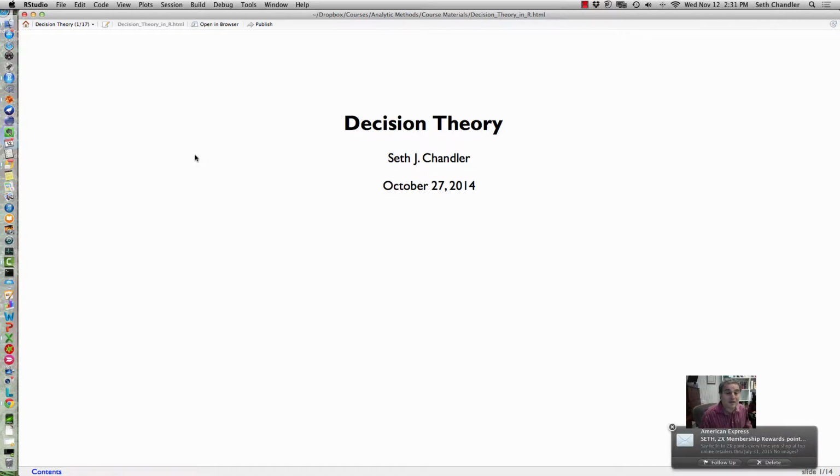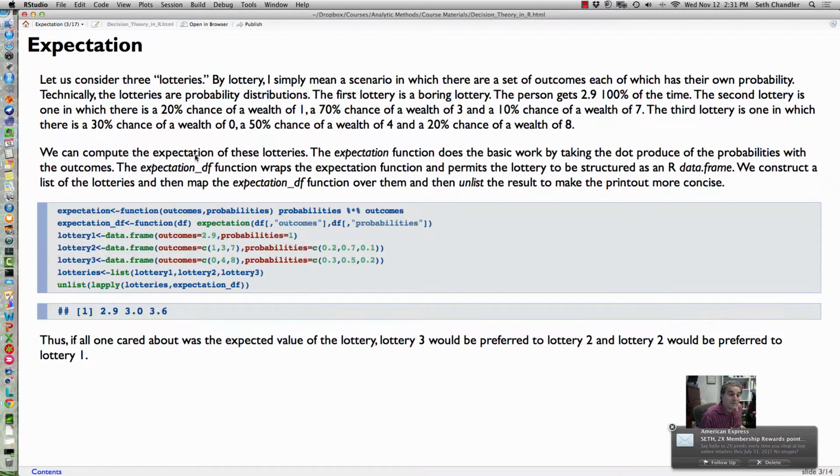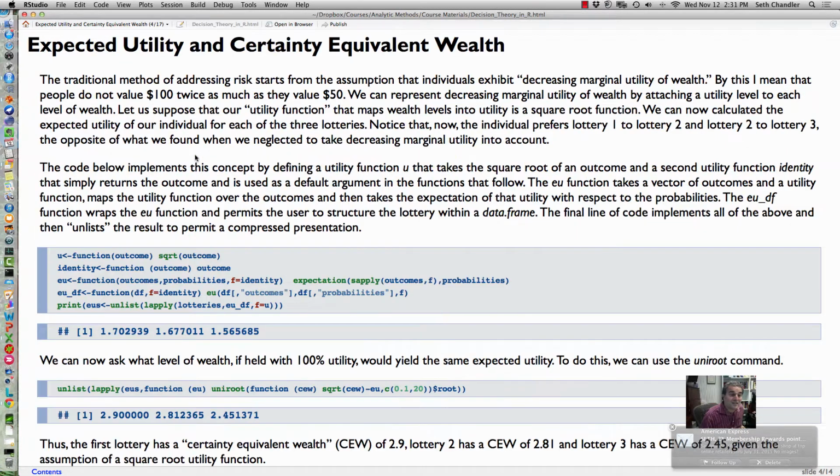Okay, so today we're going to go through decision theory, and in the last class we talked a little bit about certainty equivalent wealth, and I actually thought we might start with a little bit of a refresher.